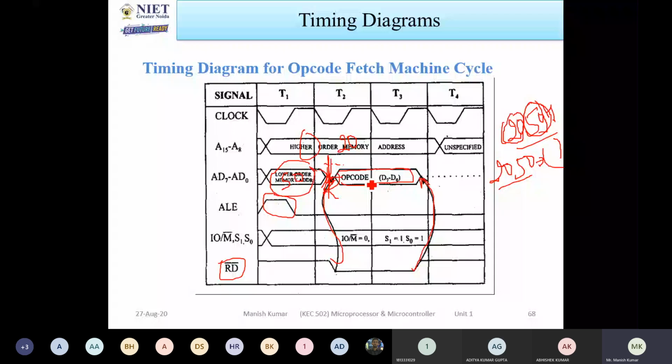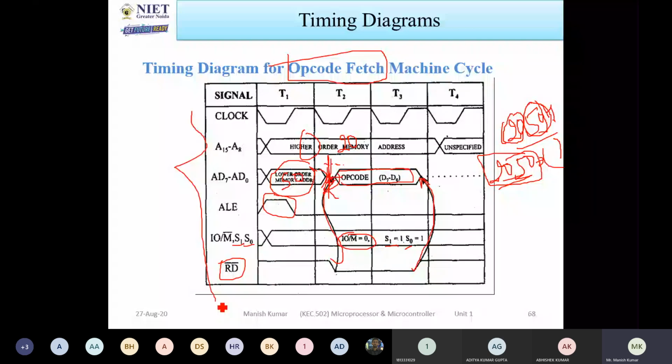The next is you have to do the operation, opcode fetch. Opcode fetch means that you have to fix the values of S1 and S0. You know that for different values of S1 and S0, you will execute different operations. So for the opcode fetch, the S1 and S0 values are equal to 1. And in the same way we are using the memory, so IO/M bar is also equal to 0. These things will be required for drawing the timing diagrams.